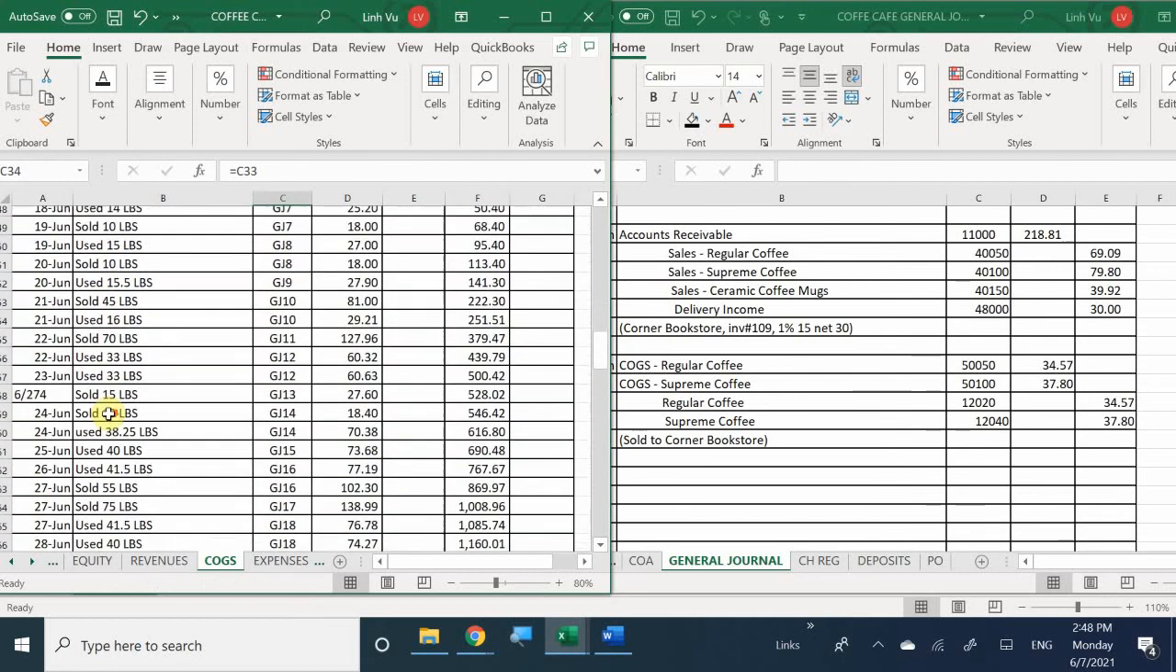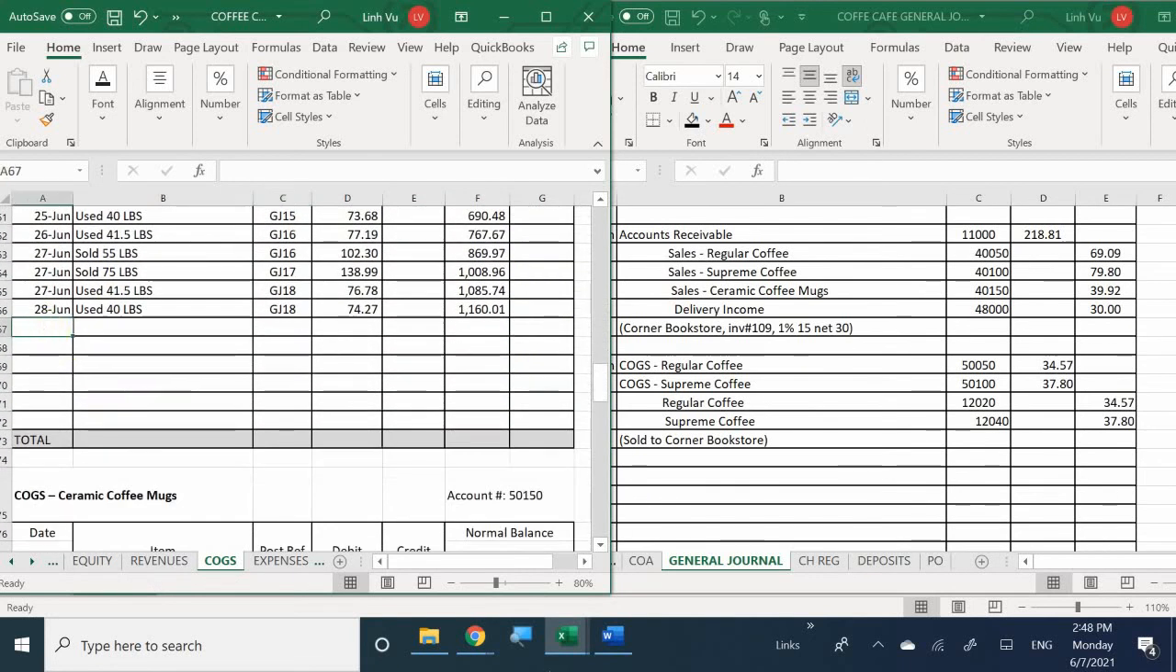Then go down to Supreme. Sold 20 pounds. Then I'll journal on 19 for 37.80, for a running balance of 11,997.81. Good.